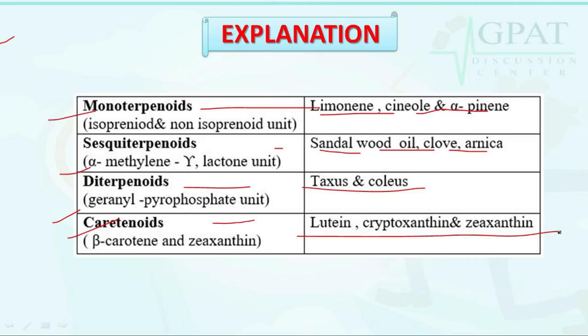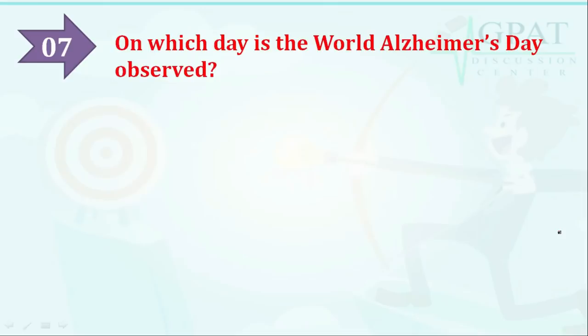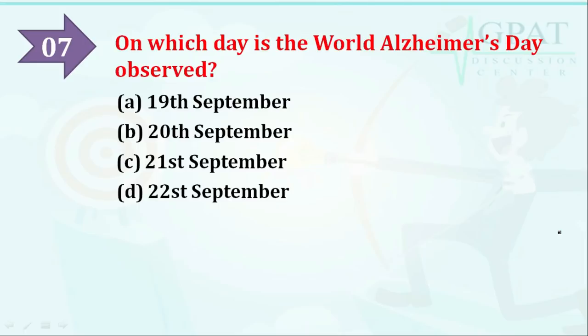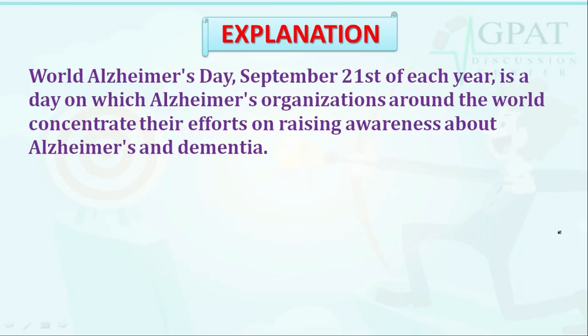these types of topics. Going on to the next question, on which day is the World Alzheimer Day observed? And the options are, option A is 19th September, option B is 20th September, option C is 21st September, option D is 22nd September. So the correct answer is 21st September. So here we have just explanation on this, that World Alzheimer's Day, on September 21st of each year, is a day on which Alzheimer's organizations around the world concentrate their efforts on raising awareness about Alzheimer's and dementia. So 21st September is Alzheimer Day.